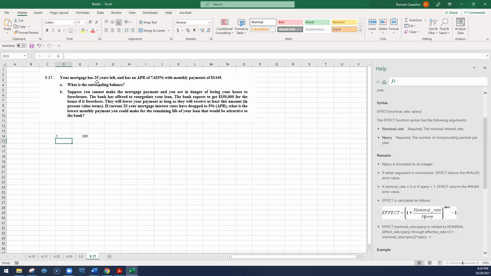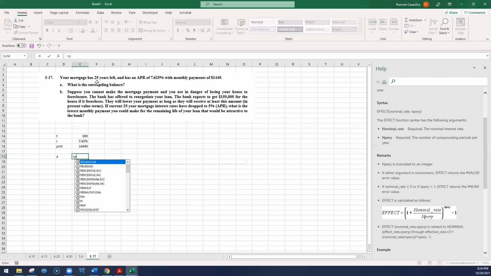The rate is 7.625, and the payment is 1,449. So the first question they ask is, what is the balance, or the present value, right now? You have 25 years on this mortgage. What is my balance? So I will use present value.